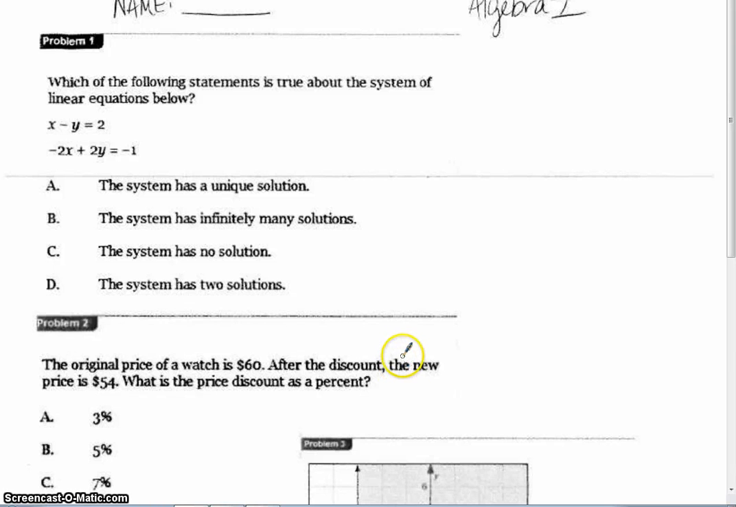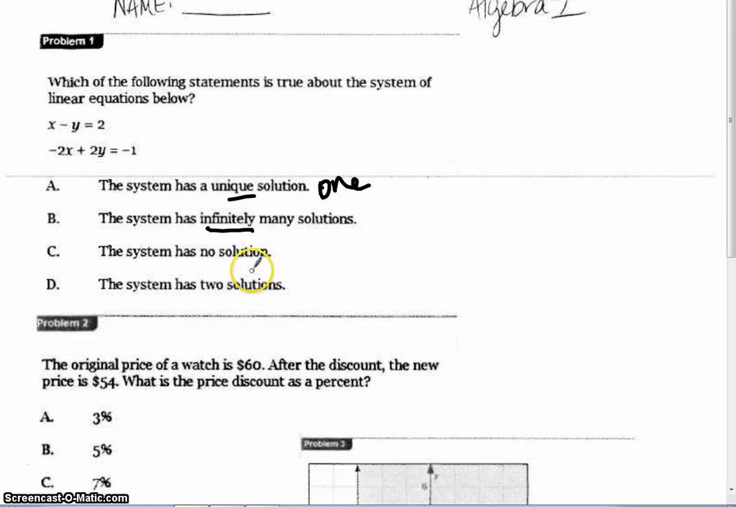This is Algebra 1, EOC Set 1. Number 1, which of the following statements is true about the system? They give you the two equations. They want to know if it has a unique solution. Remember, unique means that there is only one solution.